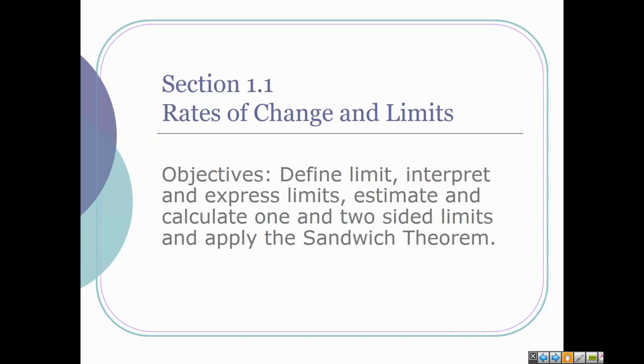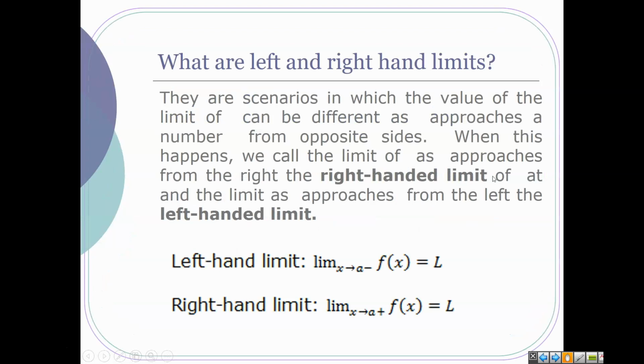So limits can exist, they can fail to exist, they can exist from one side, and they can exist from two sides. So today we're going to talk about all the properties of limits and how and when they exist or fail to exist.